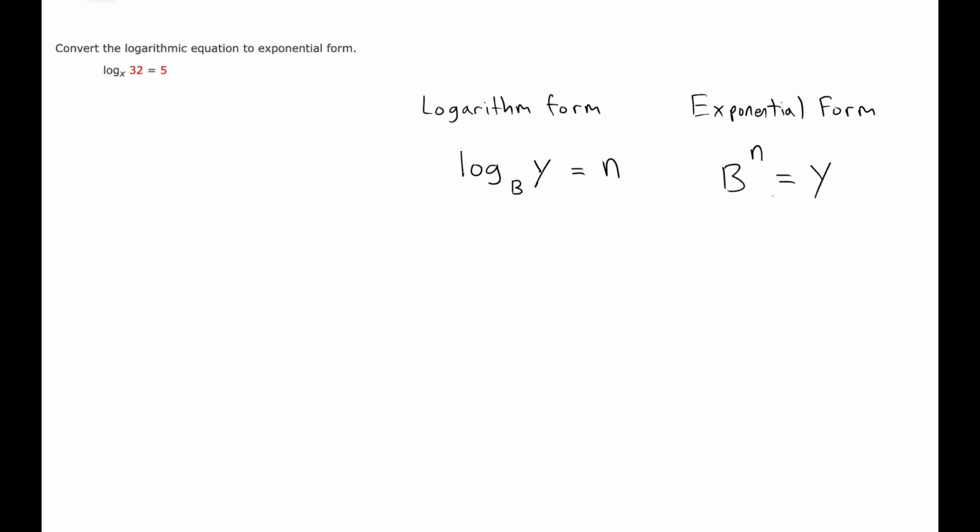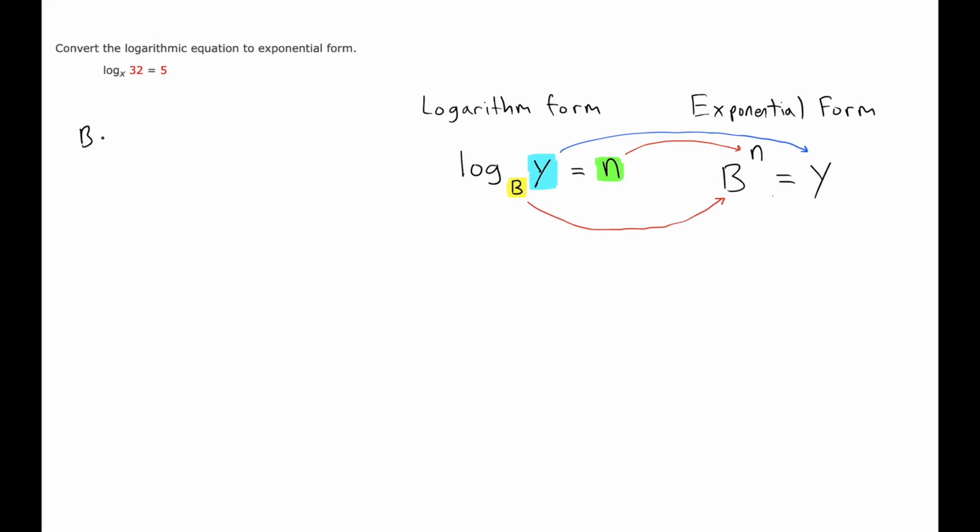So in order to transform from one form to the other, we have to take whatever's in the base position of the log and move it so that it becomes alone on a side, and then you take the expression on the right side of the equation there, and that becomes the exponent of the base. Then you take the thing that we were taking a log of and move it so that it's on the other side of the equation. So it's quite a rearrangement here that we have to do.